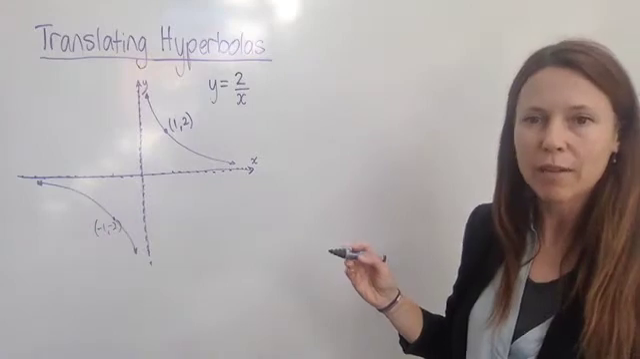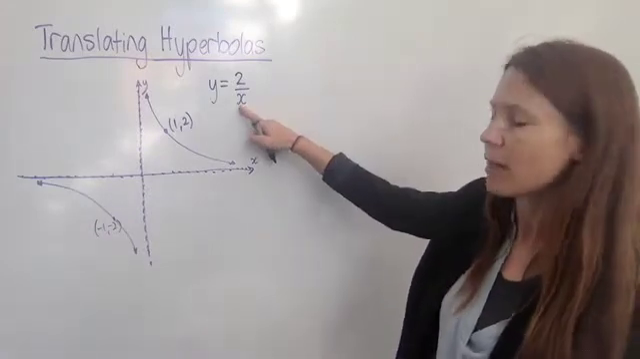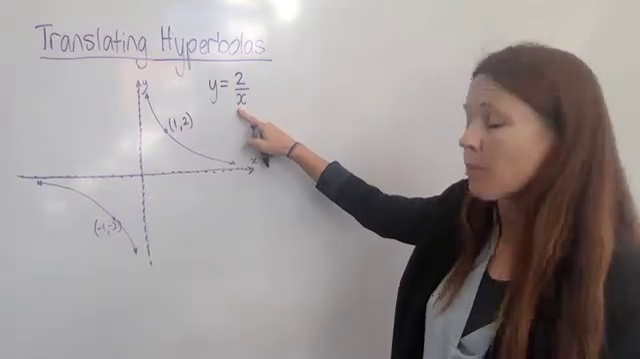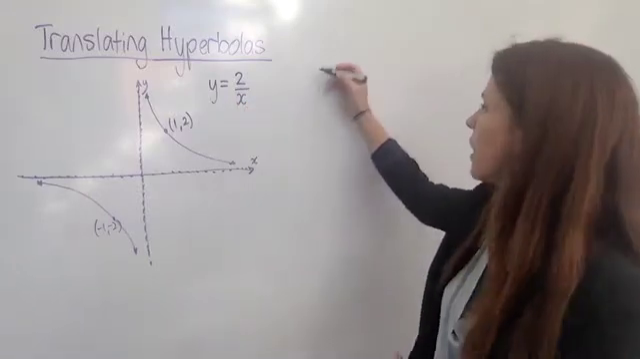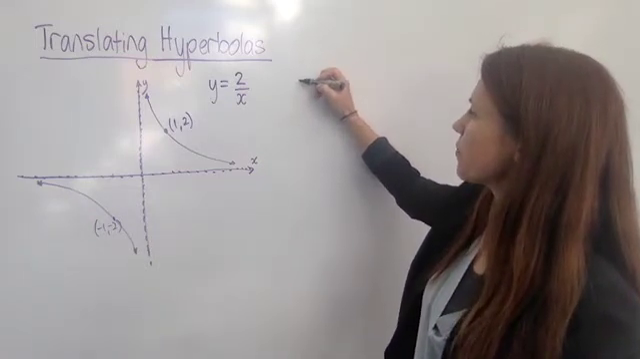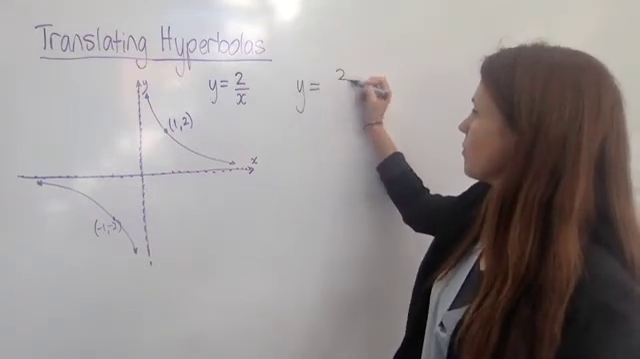Now, if we want to shift the graph to the left or right, we need to make changes to x and let it be x plus something or x minus something. X minus something will move to the right, and x plus something will move to the left. So again, let's just do one.